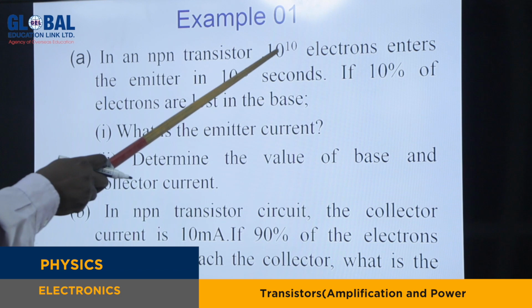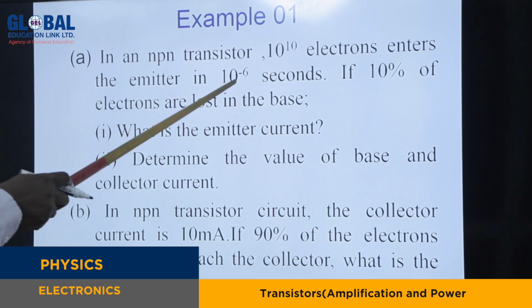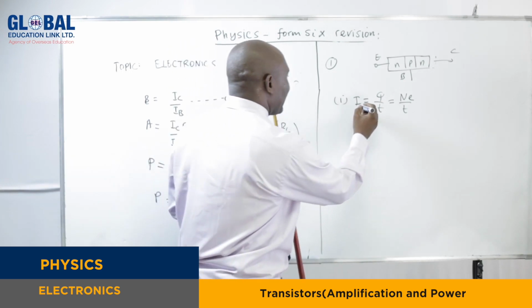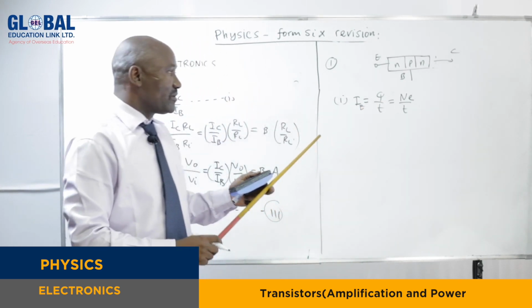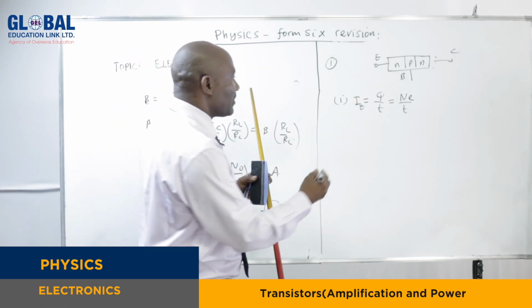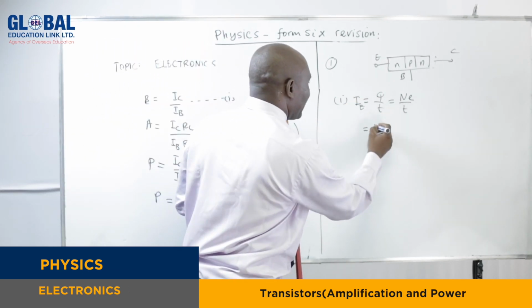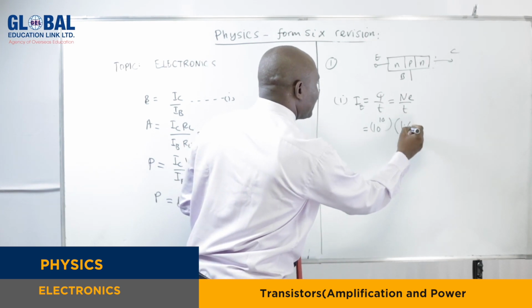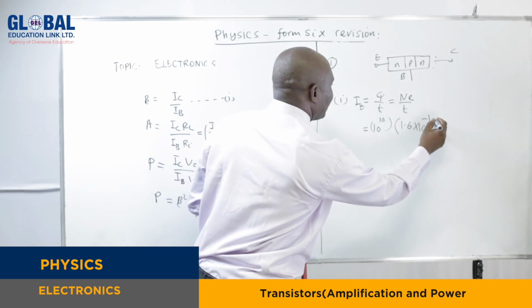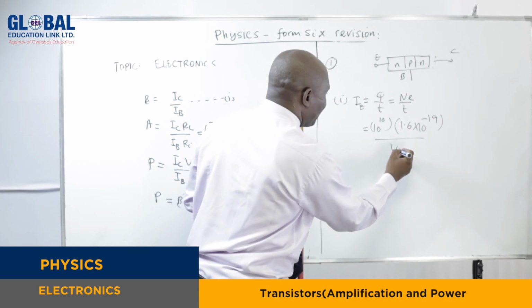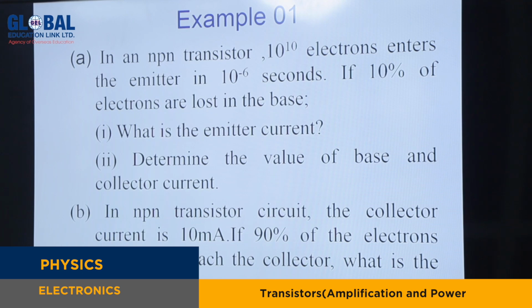Because we have electrons which are entering the emitter, you can have the current produced in the emitter because of that. So here you can get the emitter current, because the emitter current is produced by the flow of electrons. So here we have how many? 10 power 10 times the electronic charge 1.6 times 10 power negative 19, divided by time 10 power negative 6. This will give us the emitter current.